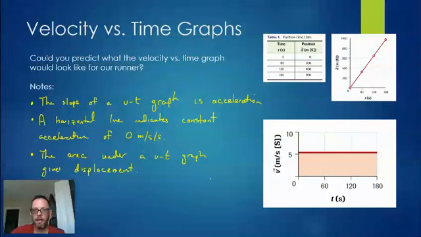3 minutes. So those are the big ideas you guys should have coming into the course. Slope of VT graph is acceleration. In this case, because it's horizontal, we don't have our runner standing still. They're just moving at a constant speed here because the acceleration is 0. And then the area under VT graph gives displacement.